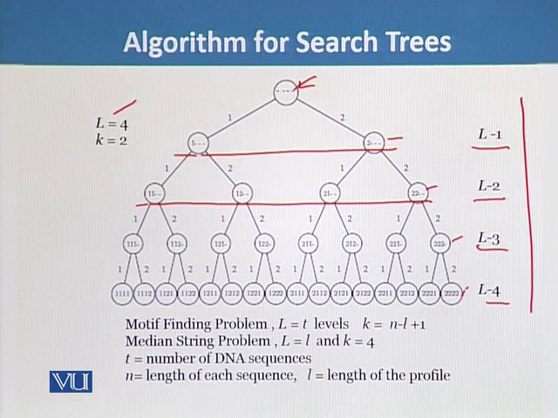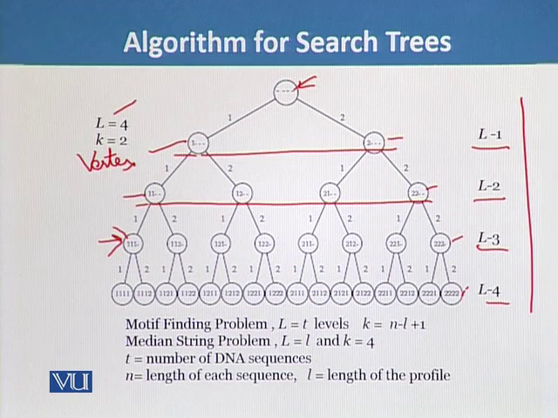For example, for the vertices at the third level, L-3, we can see there are 8 vertices. So these are called vertices, vertex. These are different vertices. And this line is called the edge of a tree.